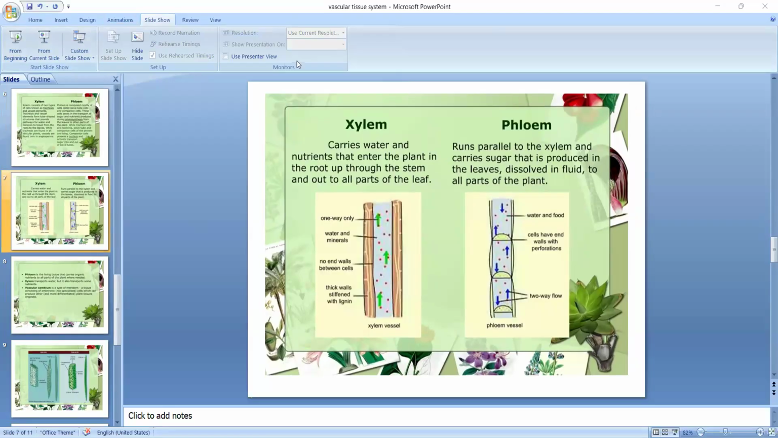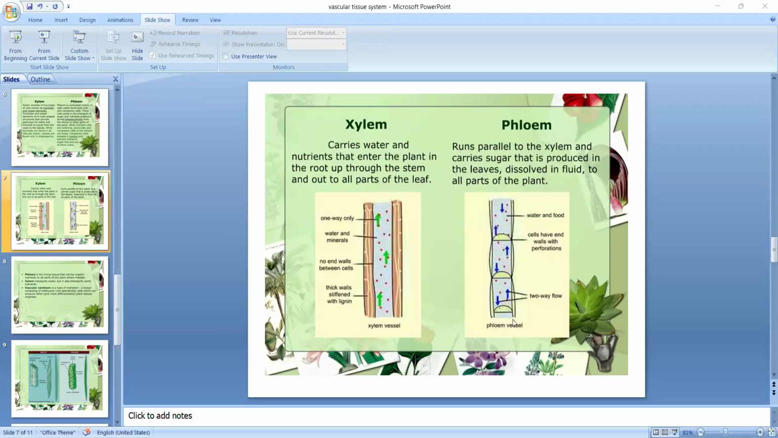See here. The xylem carries the water and the nutrients that enter the plant in the root up through the stem and out to all parts of the leaf. See, this is one way only. In the xylem vessel, you observe that water and minerals go one way only through the vessel from the roots to the leaf. Thick walls stiffened with lignin. This is about the xylem vessel.